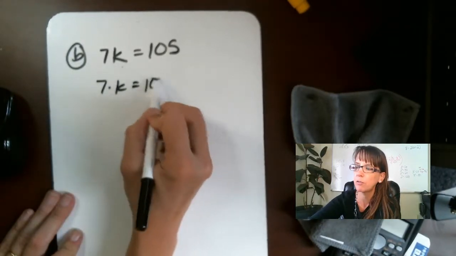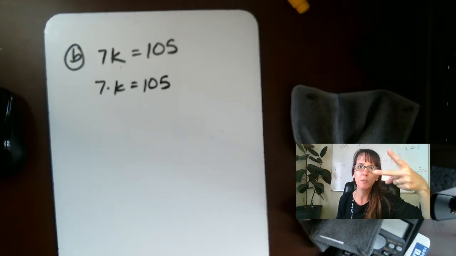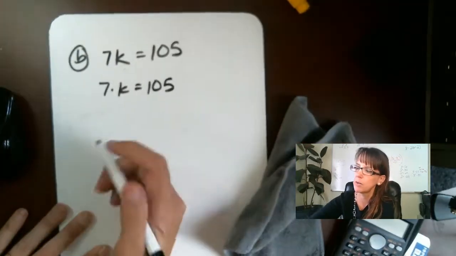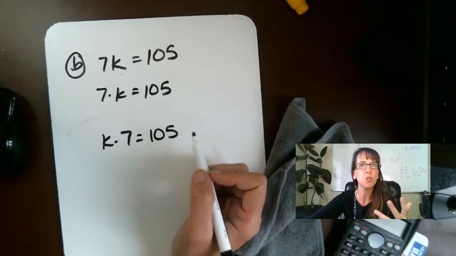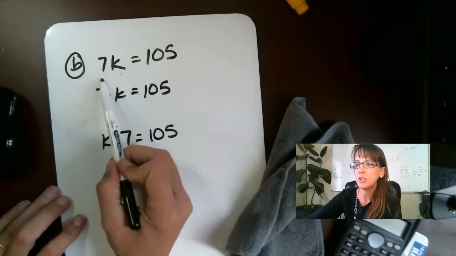7 times k is 105. Now remember, the commutative property of multiplication goes both ways, right? So k, let me give you some more room here. All right, k times 7 is 105. Just like addition and subtraction, our inverse operation, or the opposite of multiplication, is division.